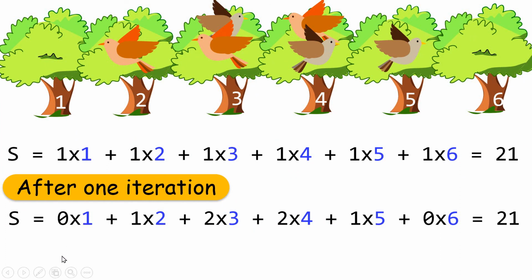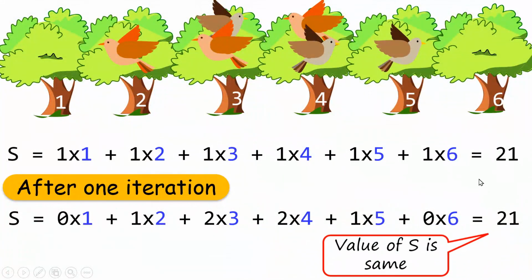0 into 1 means there are no sparrows on tree number 1. 1 into 2, there is one sparrow on tree number 2. 2 into 3, there are 2 sparrows on tree number 3. 2 into 4, there are 2 sparrows on tree number 4. 1 into 5, there is 1 sparrow on tree number 5. And 0 into 6 means there are no sparrows on tree number 6. Can you observe that the value of S is same?